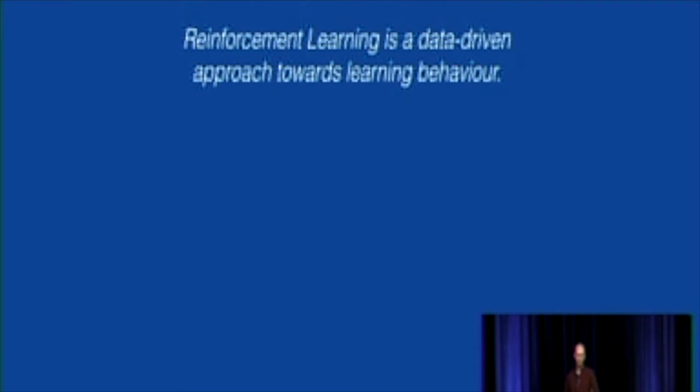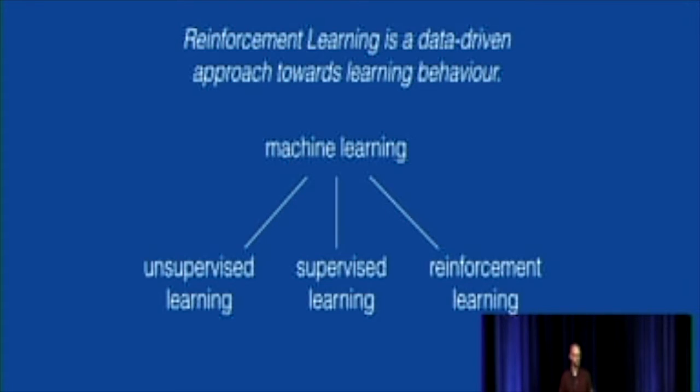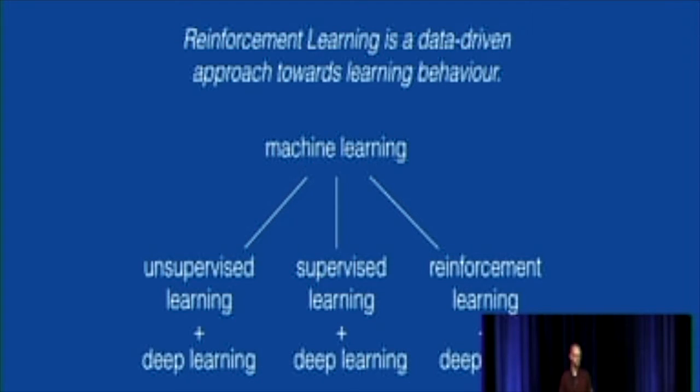So first, what is reinforcement learning? In one sentence, I would say reinforcement learning is a data-driven approach towards learning behavior. It's not so much a method, but a problem class, and it's a subclass of machine learning, just like supervised learning and unsupervised learning. All of these classes you can use deep learning for, and when you combine reinforcement learning with deep learning, you get deep reinforcement learning. I'm going to talk about that a little bit later.